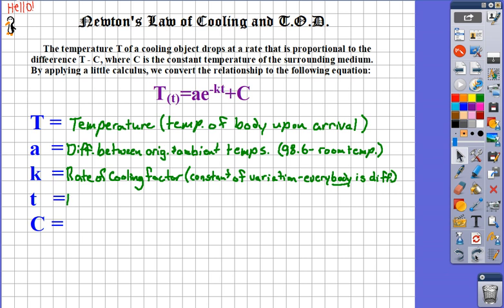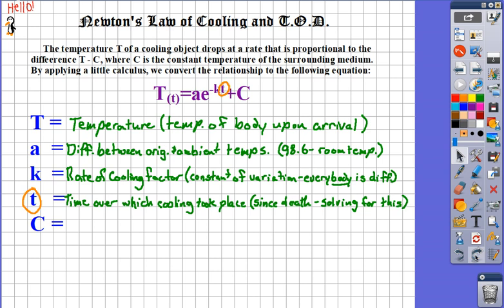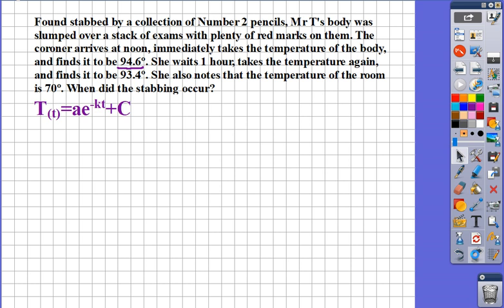Little t, that's the time over which cooling has taken place. So for us, that's the time since death, and that's what we're solving for. We're looking for this value, little t. It's there and there in the equation. And then finally, big C, that's the ambient temperature, or in other words, the temperature of the room where we found the body. Okay?